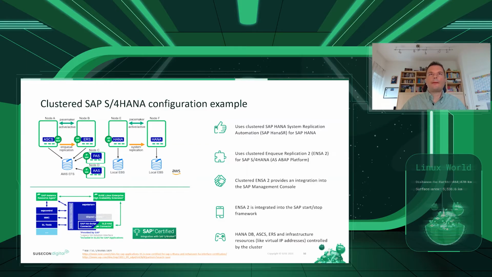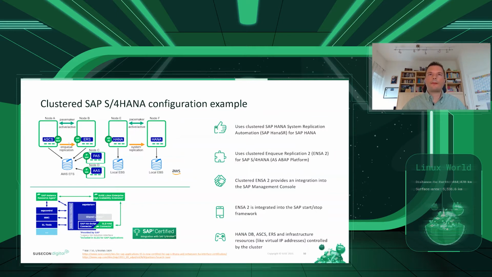And on the left side here, we have a scenario to make the SAP application server highly available with the ABAP system central services instance here on the left side, and the ENQ replication server on the right side, so node A and node B, which are also then configured in a cluster.